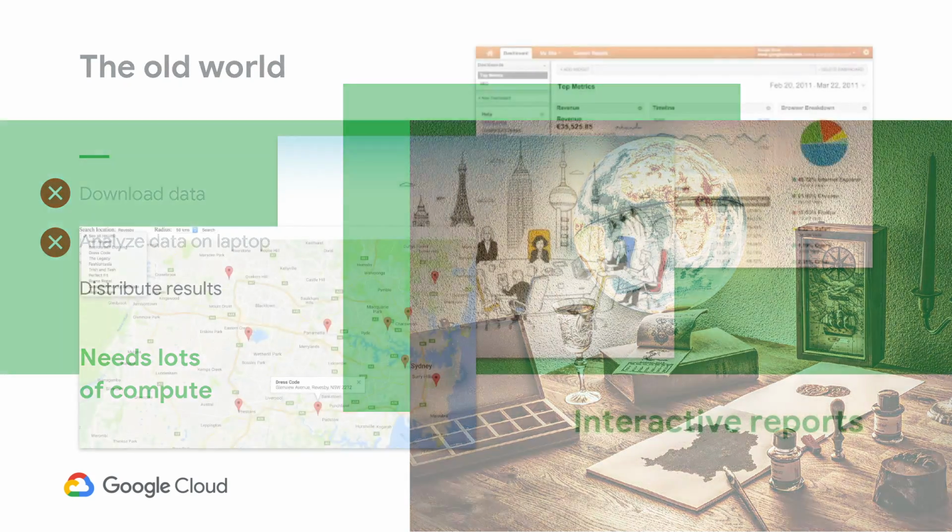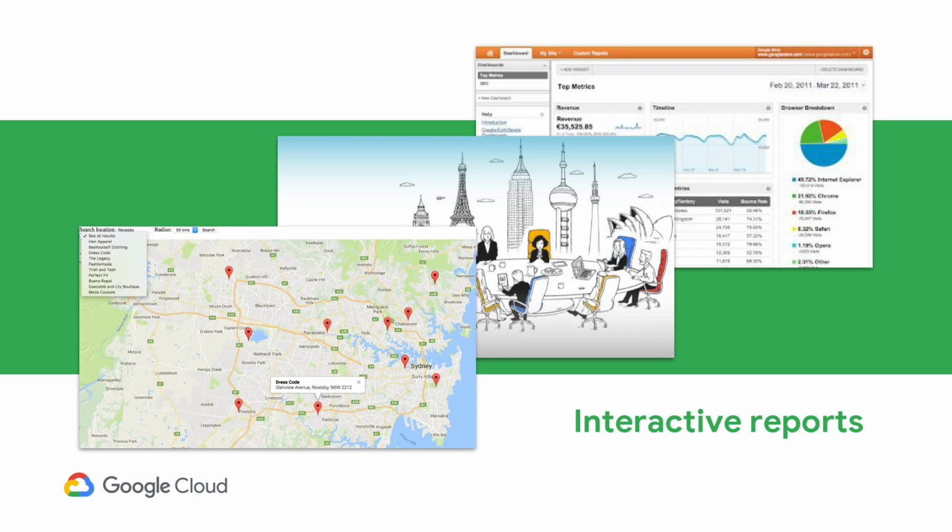And the third aspect of this is that in the old world, you would distribute reports. It was okay if you just gave somebody a PDF. But these days, everyone is used to interactive reports. They want to be able to do what I just did in Data Studio, or what you do when somebody sends you a map. They don't send you a PDF of a map, they send you a Google map that you can then interact with.